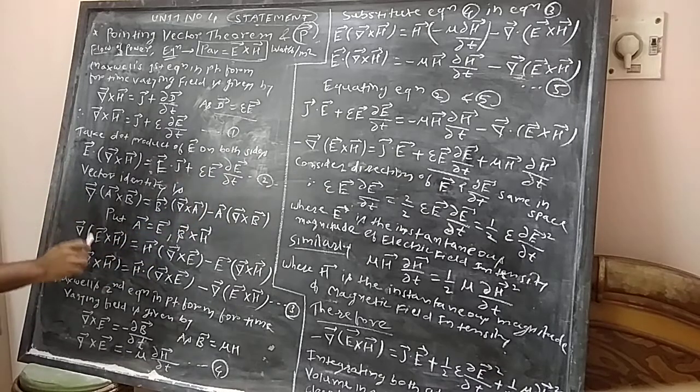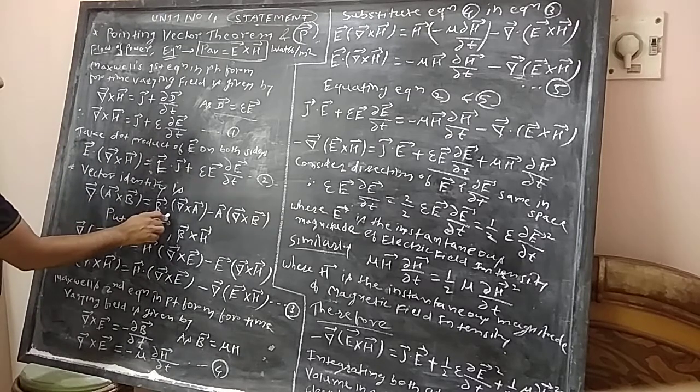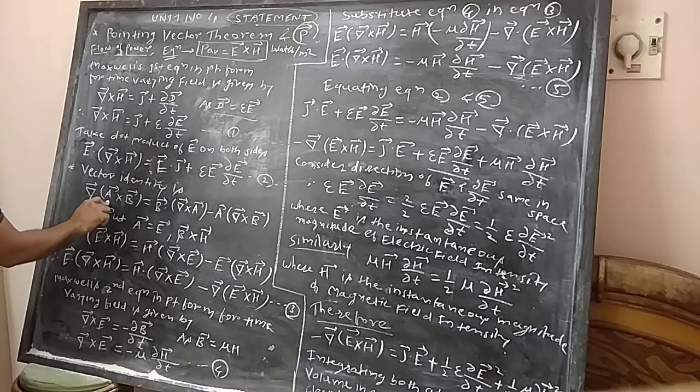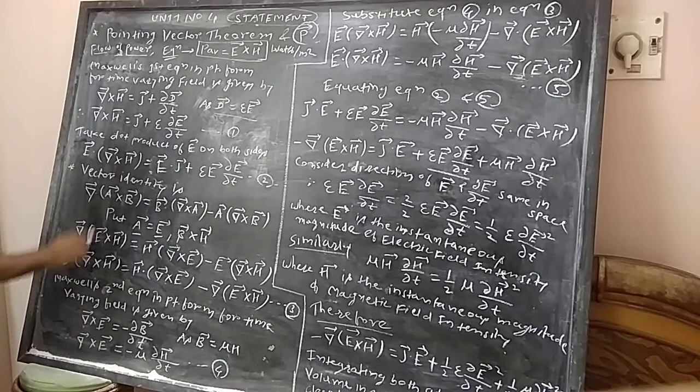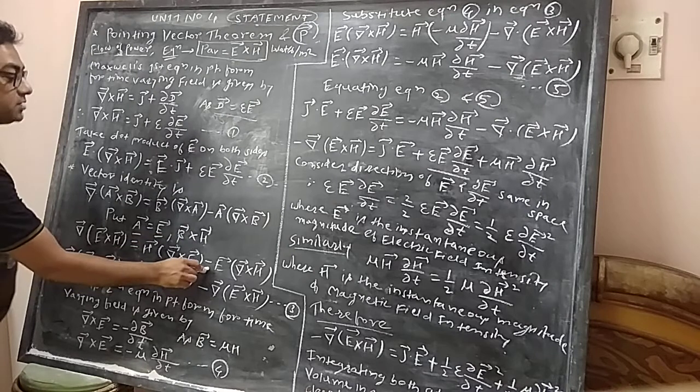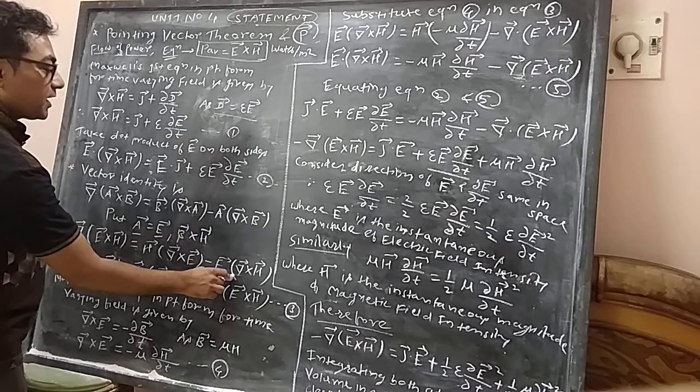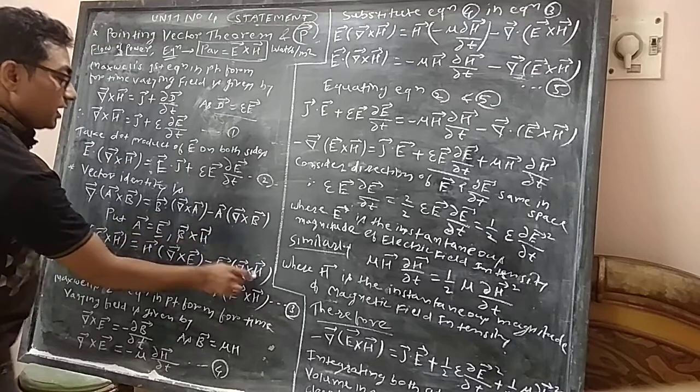Now what is the vector identity? This vector identity we have earlier seen a number of times. So del dot in bracket A vector cross B vector equal to B vector dot in bracket del cross A vector, minus A vector dot in bracket del cross B vector. Now put here A vector equal to E vector in this equation and B vector equal to H vector. So del dot E vector cross H vector equal to H vector dot del cross E vector, minus E vector dot del cross H vector.